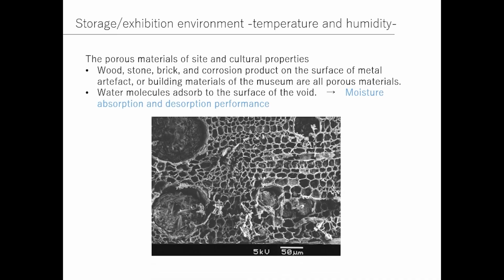Here is an electron micrograph of wood in cross-section. Many cavities are clearly visible. When the humidity changes in the environment where these cultural properties are displayed and stored, moisture absorbed from the air will adhere to and be released from the surfaces of these cavities, making the cavity walls swell and shrink. And these changes in the moisture building up within the artifacts cause deterioration.